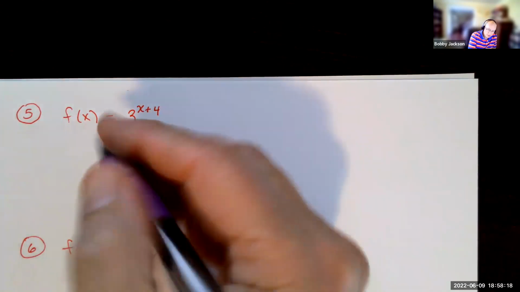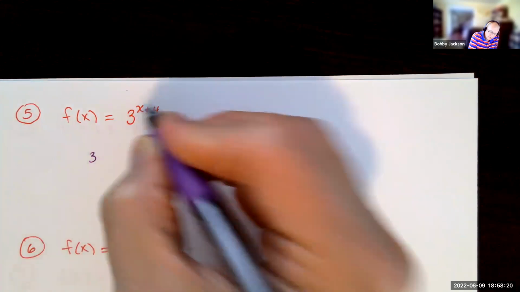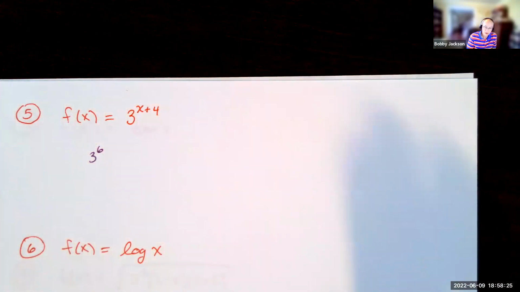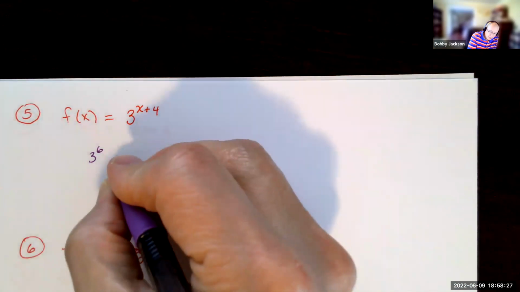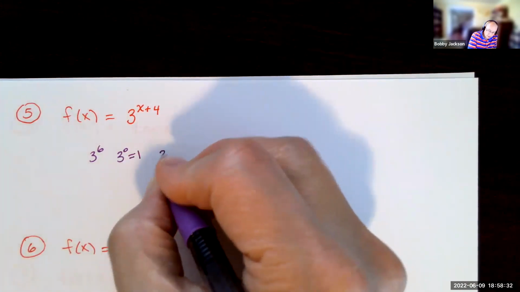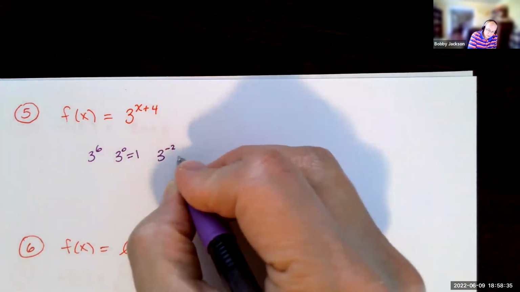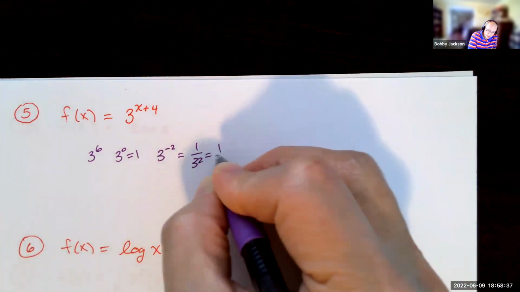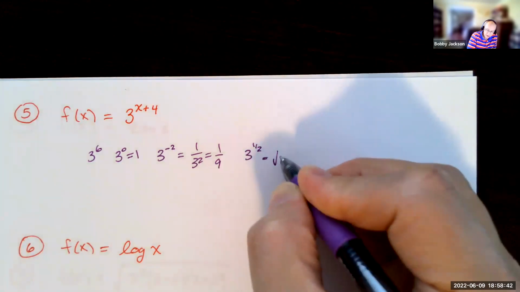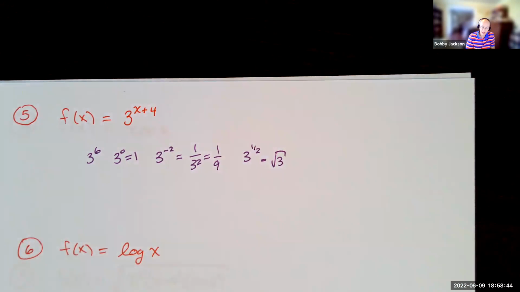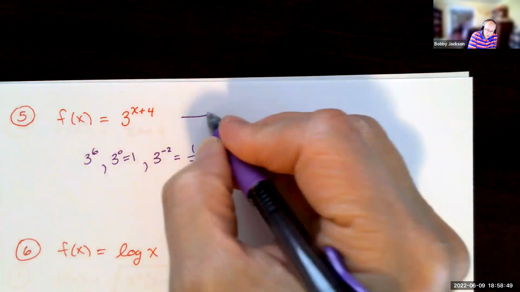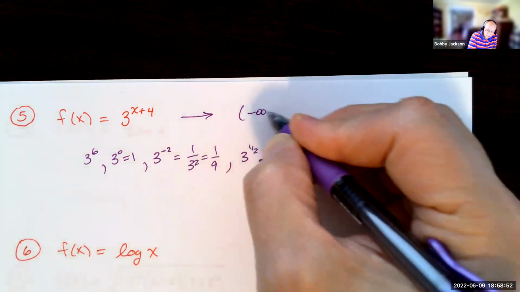So in other words, I know what it means to take 3 to any integer power, like 3 to the 6th power would be 3 times itself 6 times. 3 to the 0 power, do I know what that is? Yeah, that's equal to 1. What about 3 to a negative power? What's 3 to the negative 2? We know that's 1 divided by 3 squared, that's 1/9. What about a fractional power, like 3 to the 1/2? Well, we know that's the square root of 3. So I've got everything covered. Any power I can evaluate and get a real number. So the domain is all real numbers.